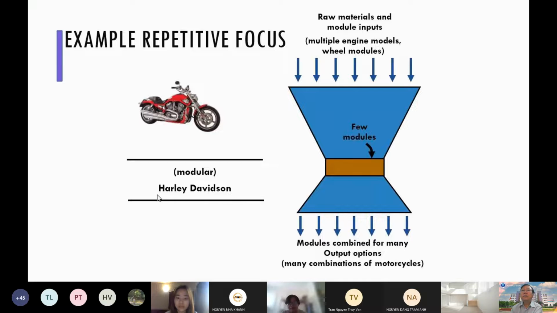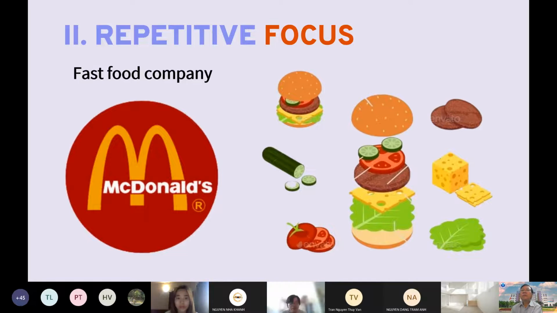The results will be the modules combined for many outputs and a huge number of variations in the motorcycle available. So we can see repetitive focus in a fast food company like McDonald's. We have the normal burger and the modules are prepared: bread, meat, potatoes, salad, and they will combine together in the output.